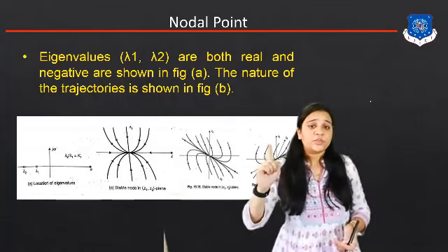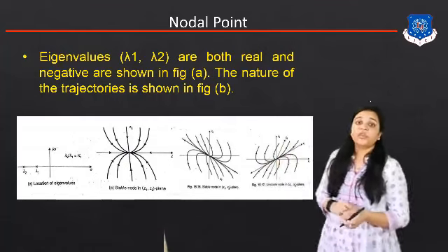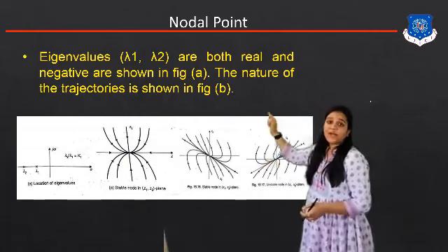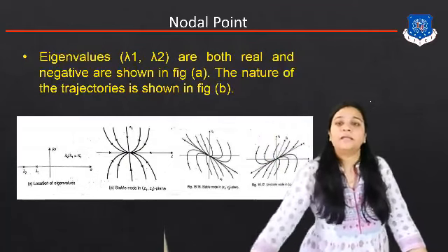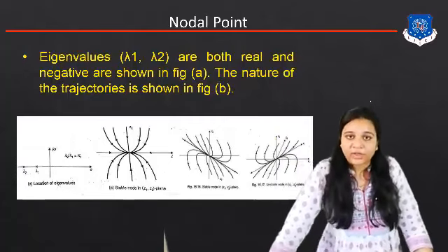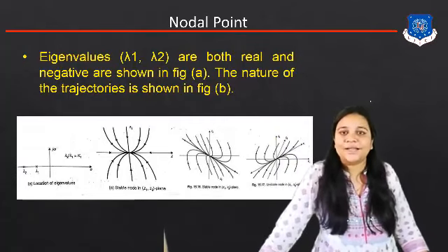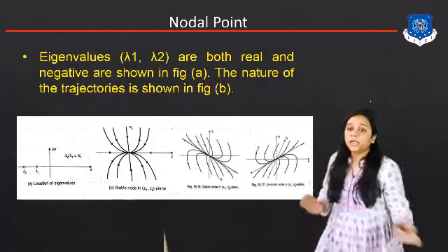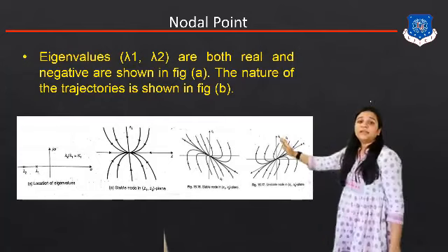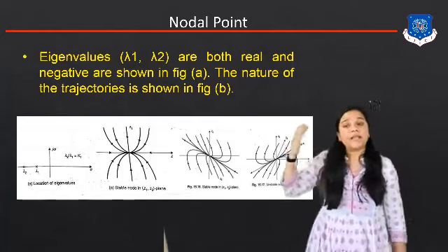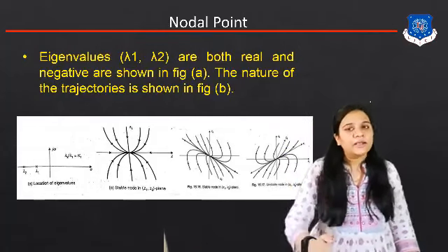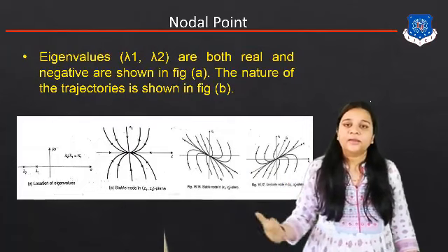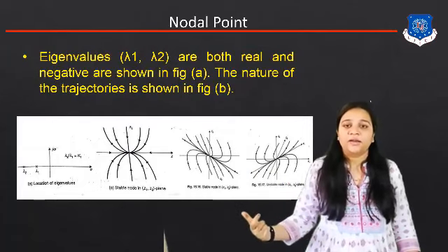So the first point is the nodal point, where the eigenvalues lambda1 and lambda2 are both real and negative as shown in the figure. So the nature of the trajectory is shown in figure B. If we get lambda1 and lambda2 in the left hand side, the values of lambda1 and lambda2 will be real and negative, and we can get this type of trajectory.